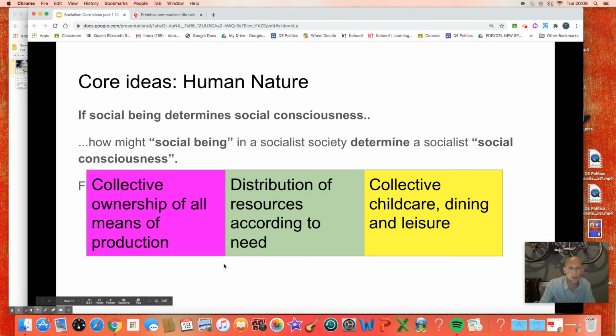The yellow one, I think, we'll come back to maybe the distribution of resources one another time, but the yellow one, I think, is quite useful, interesting, because again, that's the idea about collective childcare, changing the way in which people behave, changing their view of human nature.